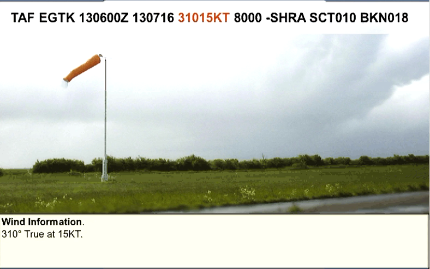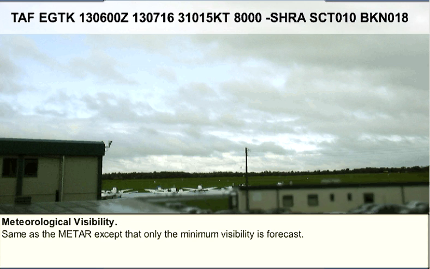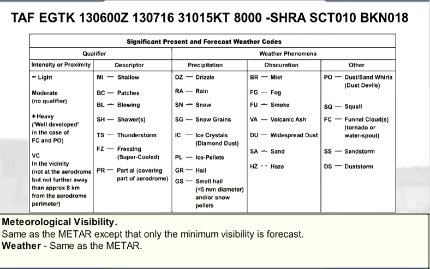The decoding of the wind is the same as for the METAR, and the example shown here is a mean wind direction of 310 degrees true at 15 knots. Visibility in the TAF follows the same coding rules as the METAR, except that only one minimum visibility value is shown. In our example, the visibility is 8,000 meters. Much like visibility, the weather coding for the TAF is the same as the METAR, and the table shown here is to refresh your memory.